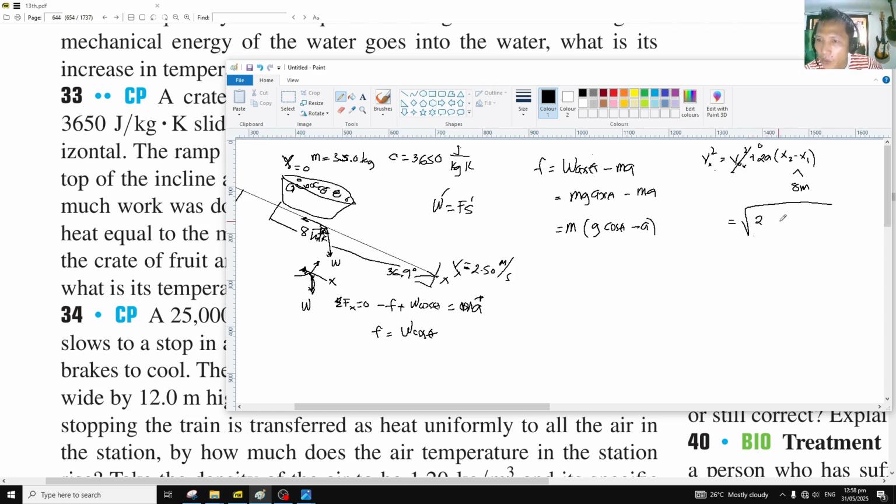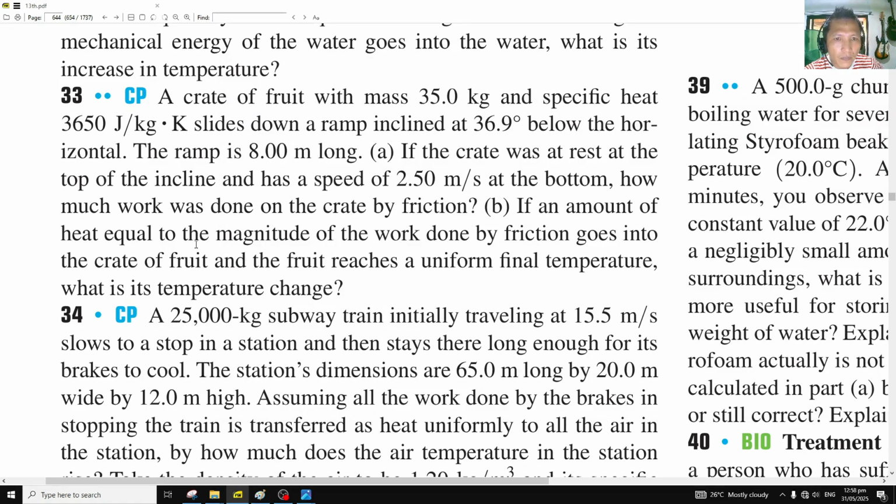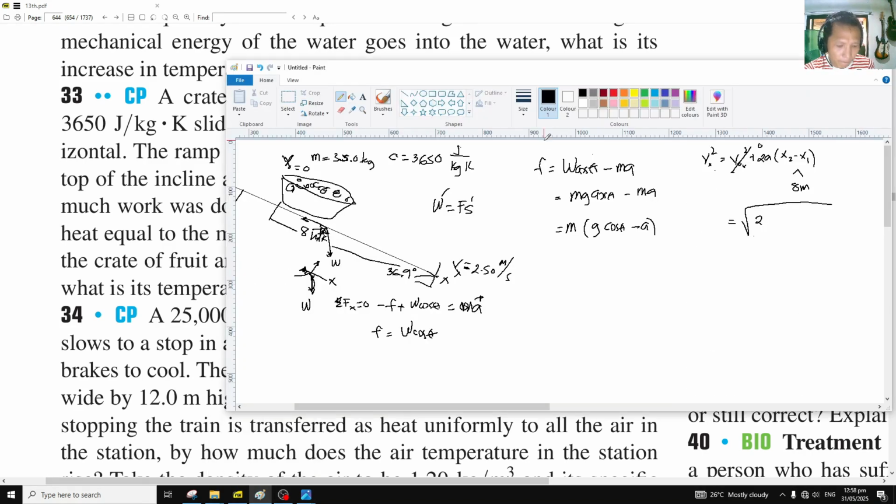So that would be 2 times your, sorry, acceleration is what we want to find. So the acceleration we can find would be Vx squared all over 2 times distance. Right? Substitute here. Here is the acceleration.